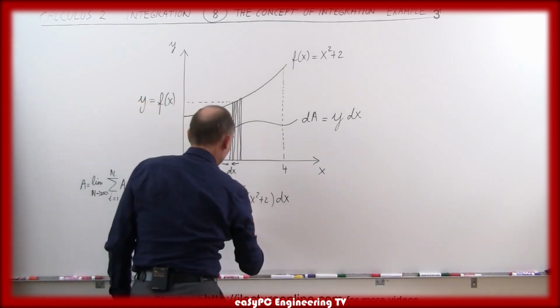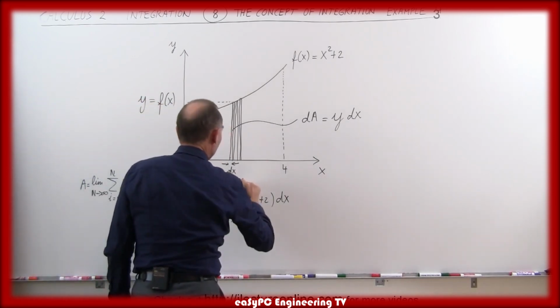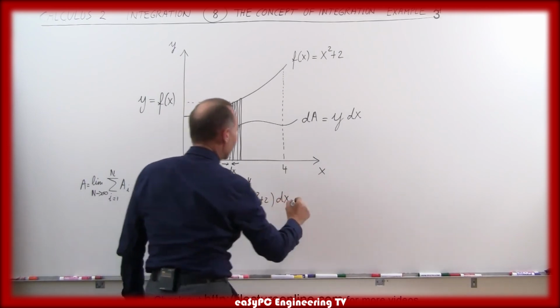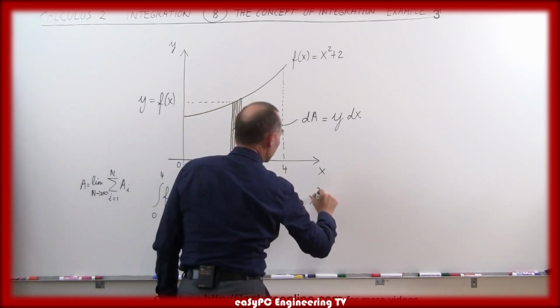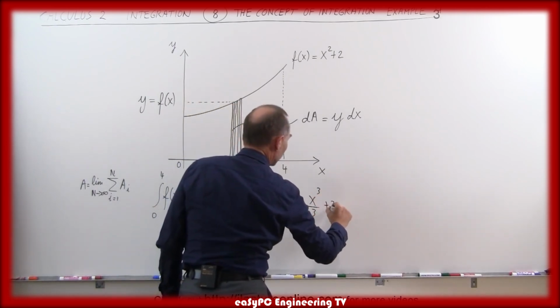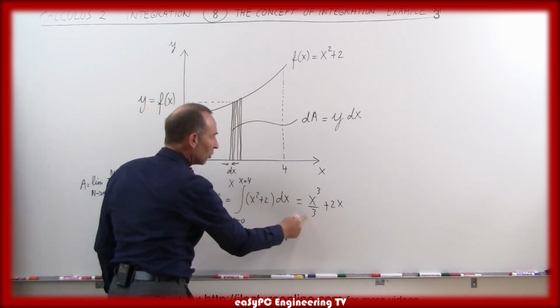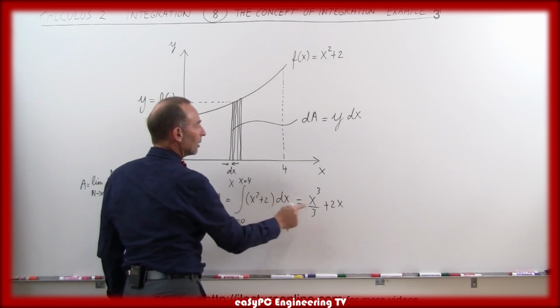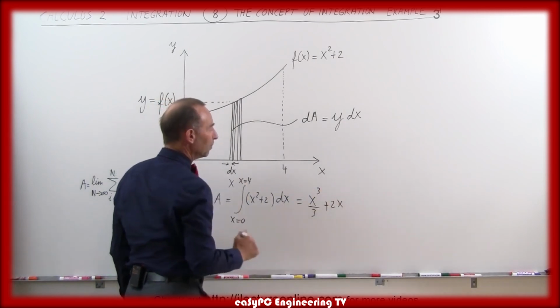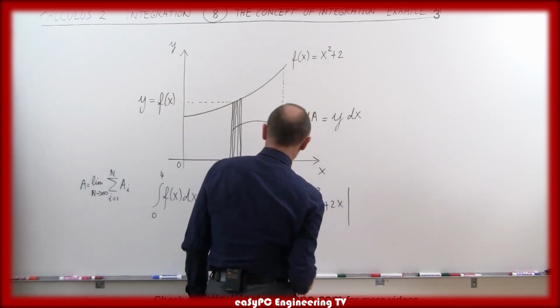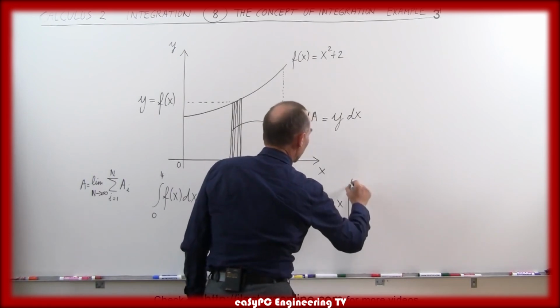We evaluate from x equals 0 to x equals 4, and then if we integrate that, we get x cubed over 3 plus 2 times x. Remember, you always add 1 to the exponent, divide by the new exponent. Here we have 2x to the 0. That becomes 2x to the 1 divided by 1. And then we evaluate that from the lower limit to the upper limit.